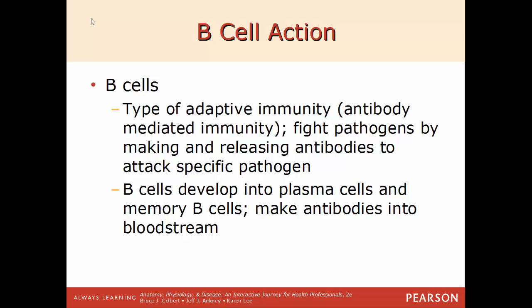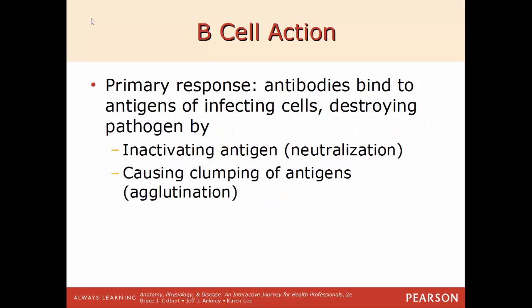Now, B cells can develop into plasma cells and memory B cells. The plasma cells are what make the antibodies that are secreted into the bloodstream. The primary response is where antibodies bind to antigens of infecting cells and help to destroy the pathogen by inactivating the antigen, which is called neutralization, basically by blocking the active sites so the antigen can't bind to the cell, and it can't do its job.